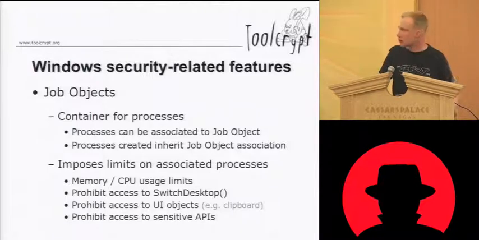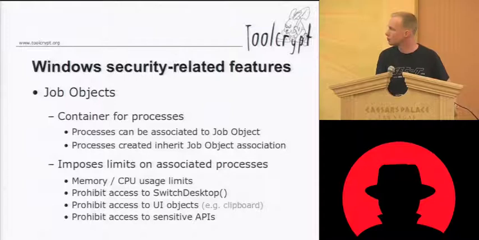So it can set limits, as I said, on CPU use, memory usage, runtime of application, to prohibit hung applications or runaway applications. It can prohibit access to certain GUI objects that are above the desktop level, such as the clipboard, and prohibit access to sensitive APIs that might be used to compromise other processes. You can use it also to prevent granting new handles to UI objects of other processes, but that doesn't give you very much.